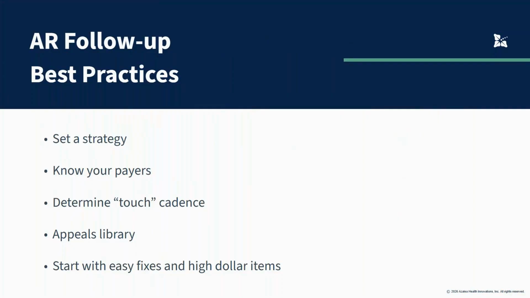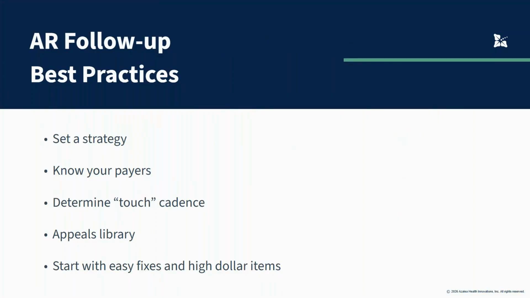What are their timely filing limits? What are their prior auth requirements? Do you have your contracts with your payers? We'll talk about that in a minute. And do you know what to do for each payer? And do you have a plan on when you plan on grabbing a denied item or an unpaid item? I recommend coming up with a touch cadence.